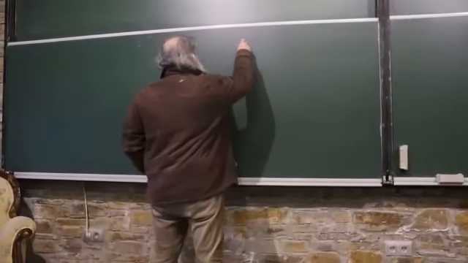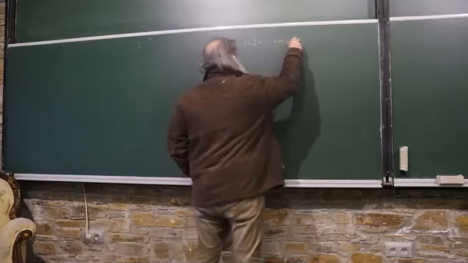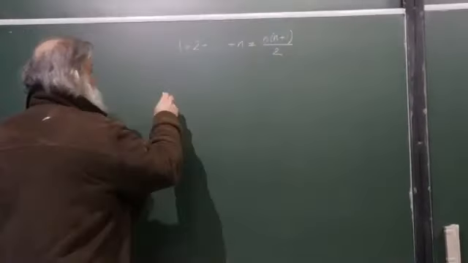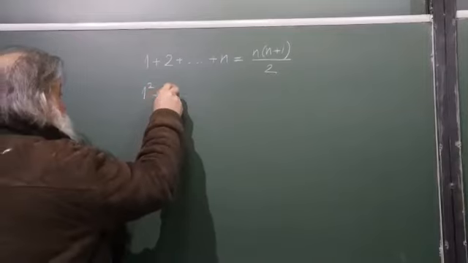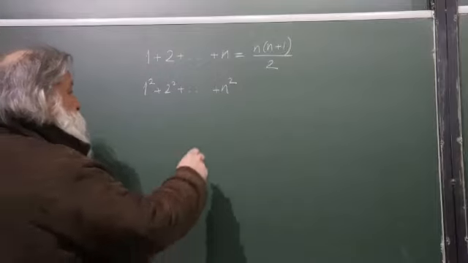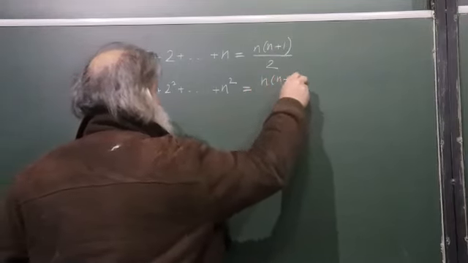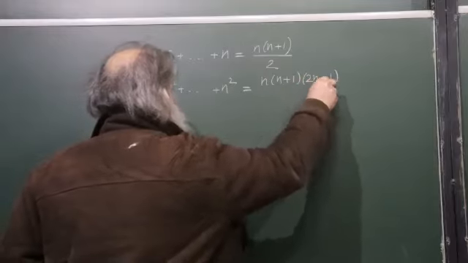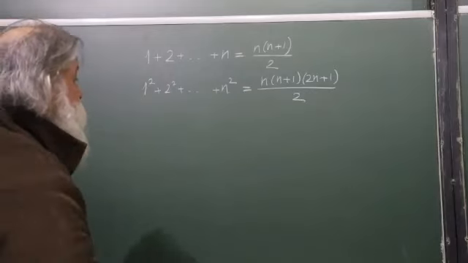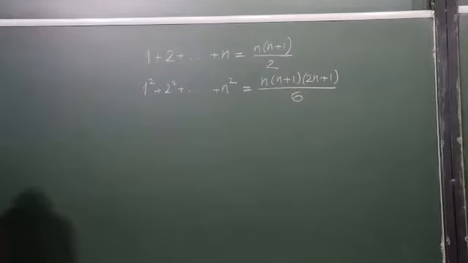Last time I asked you to find... First of all, we proved that the sum is equal to n times n plus 1 over 2. And I asked you to prove 1 square plus 2 square, to find a formula for this and to prove it, of course. The formula for this is equal to n times n plus 1 times 2n plus 1 over 6, if I'm not mistaken. If n equal to 1, 6 over 6. Yes, this is the formula.